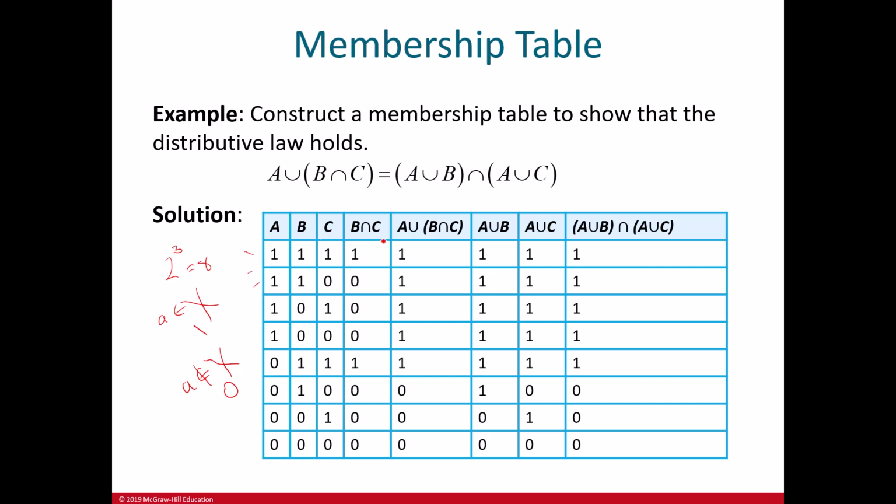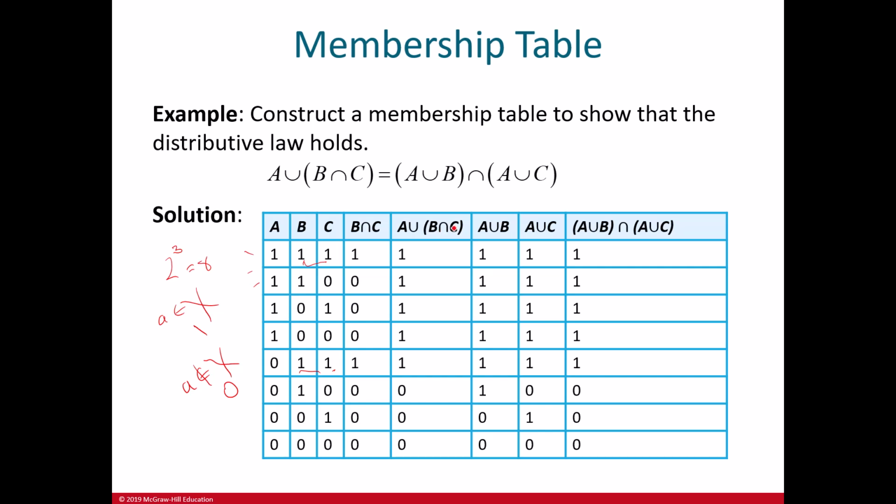Okay, let's do this. So B intersection C. Okay, so here B and C. When some element is in both, then it's true. Okay, so here's B and C. It is 1. This is 0. Why? Because they are not the same. Oh, here they are the same. They are not the same, so it's 0. You get the point. Okay, so we get B intersection C.